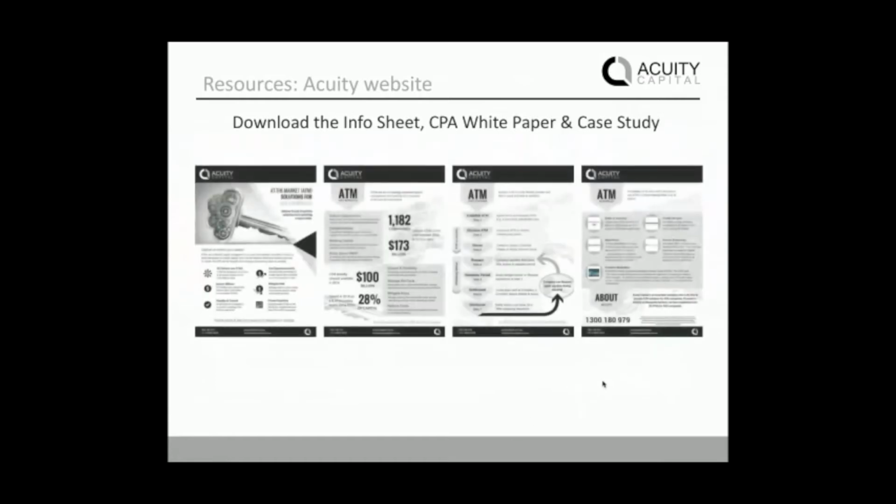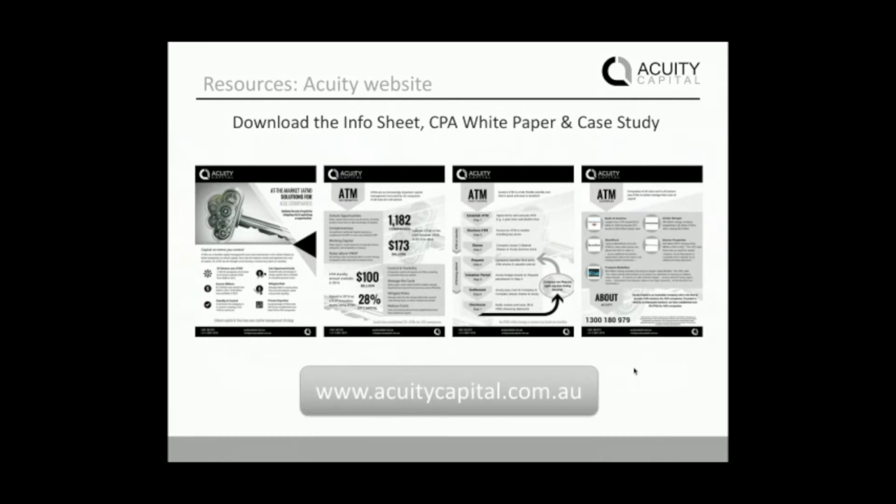I guess the most important thing is the Acuity website. It's got all the information here. It's got info sheets, white papers, case studies, all sorts of bits and bobs there that can help. This is actually the info sheet. You'll see it talks about ATMs, or at the markets, but they're effectively the same thing. We just call them different things for different size companies. This is, again, available at the website, so make sure you get along and check that out.